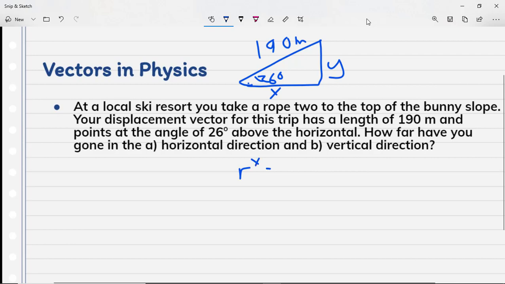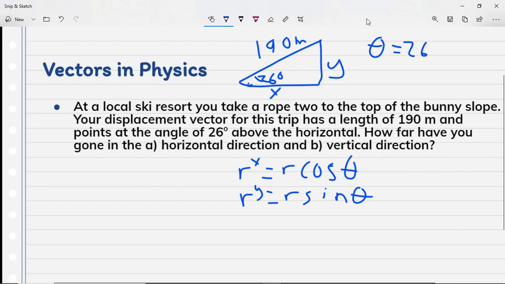R of x is equal to r cosine theta, and r of y is equal to r sine of theta. We know our angle, so we know theta. Theta is 26 degrees. We know our value for r, which is 190 meters. So now we can go in, plug in, and solve to determine the distance in the horizontal direction and the distance in the vertical direction.